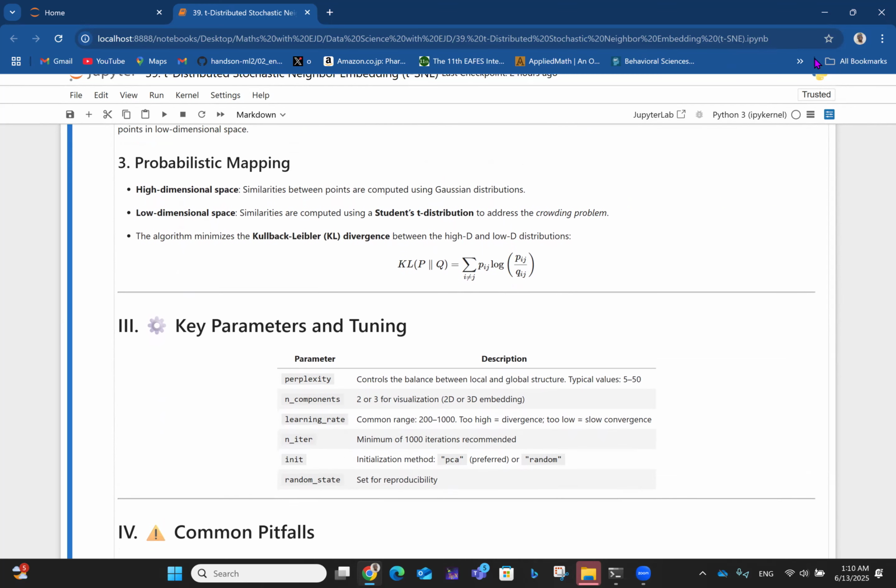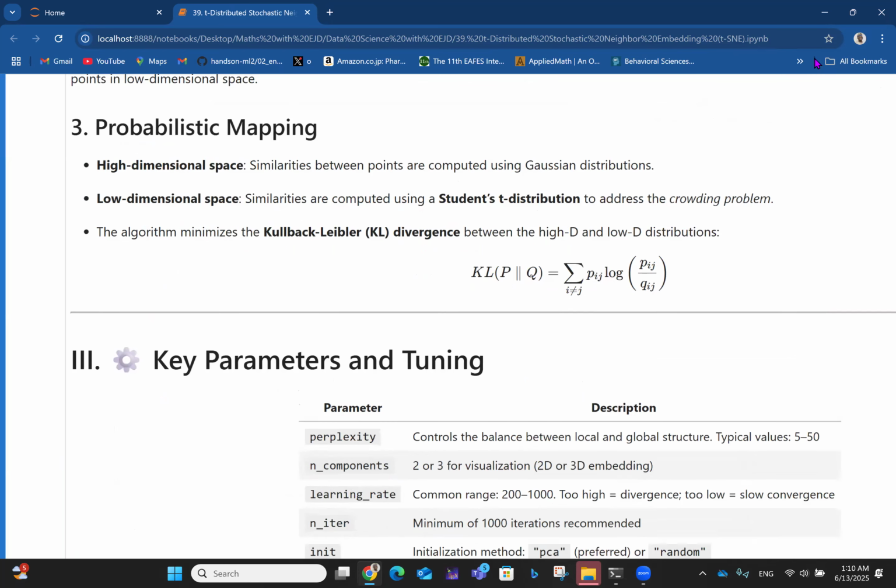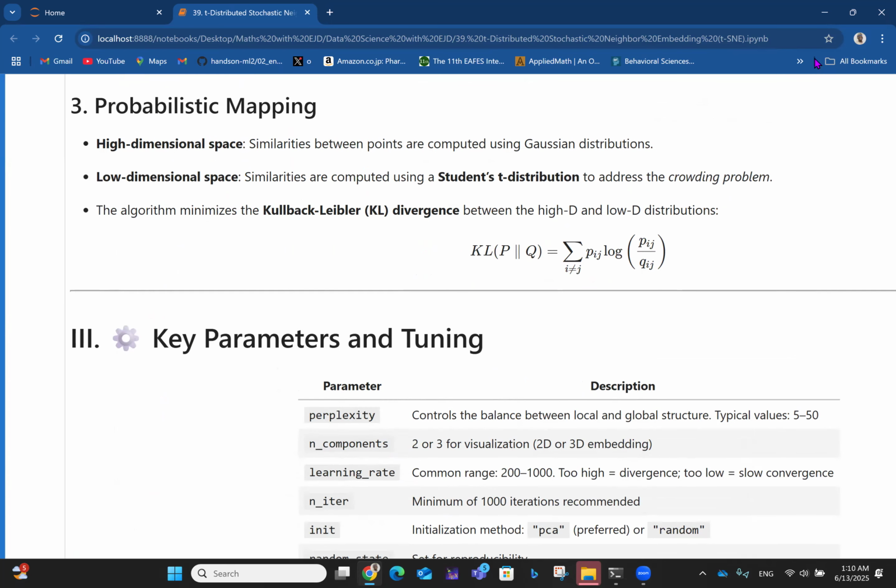Then we talk about probabilistic mapping. First of all, you talk about high dimensional space. Under that, similarities between points are computed using Gaussian distributions. We talked about Gaussian mixture model under clustering, I think about 2 videos before now. Then we have low dimensional space. Similarities are computed using the Student t distribution, and that's where it got its name from, T-distributed stochastic neighbor embedding, right? So similarities are computed using the Student t distribution to address the crowding problem, and then the algorithm minimizes the Kullback-Leibler divergence between the high dimension and low dimension distributions.